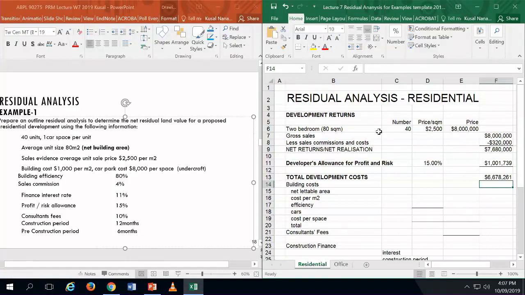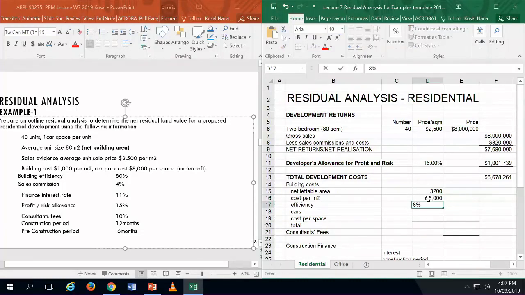That's why in residual analysis, it is really important to understand the tricky part. These things will be there everywhere. Right? Now, calculate the building cost. Net lettable area. How much is the net lettable area? 80 multiplied by 40, 3,200. Cost per square meter, 1,000.